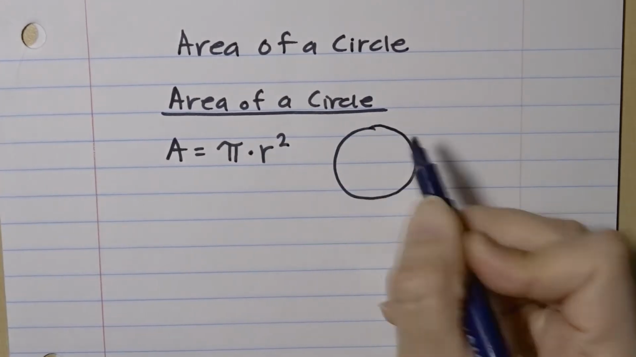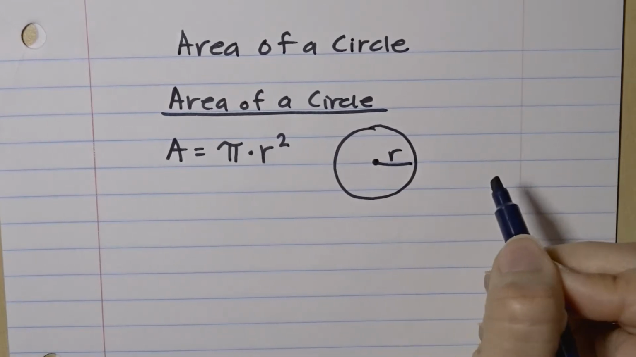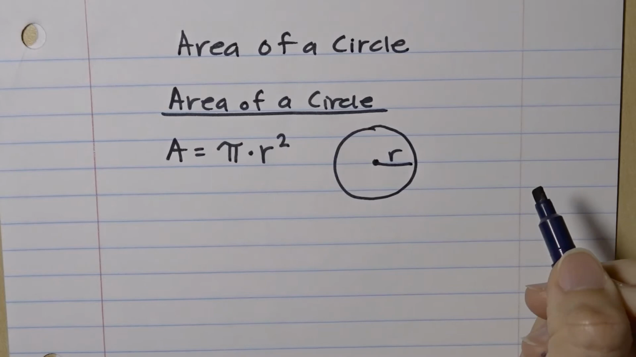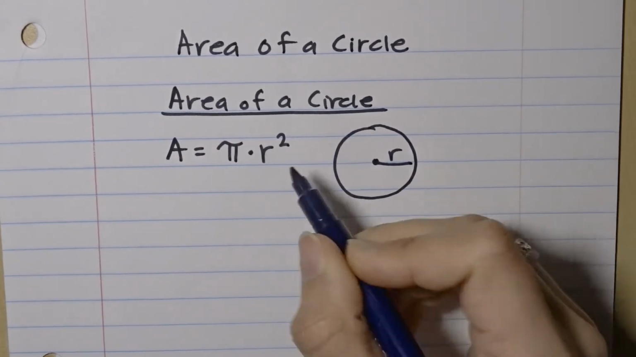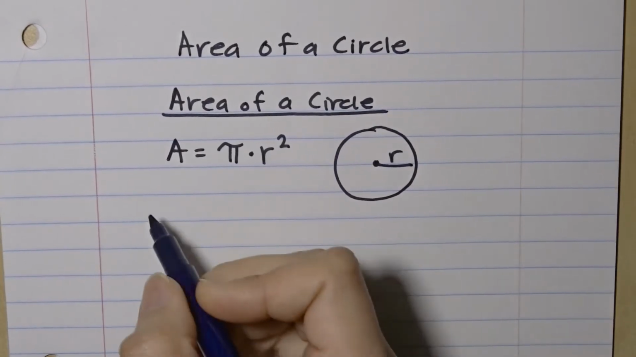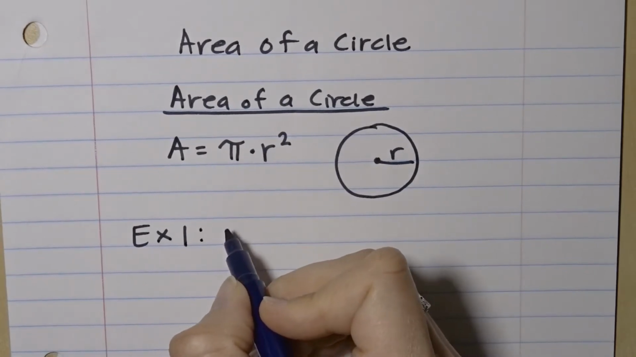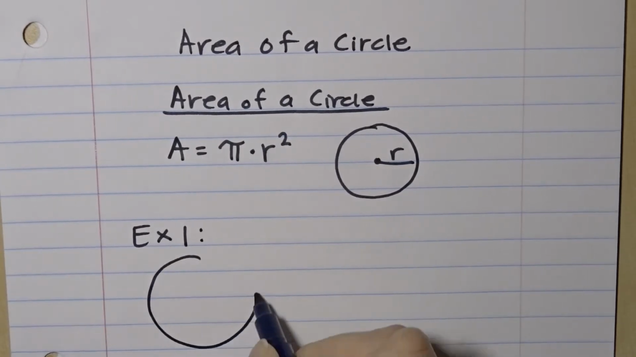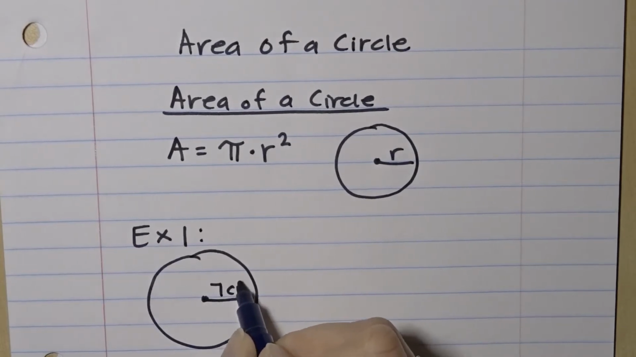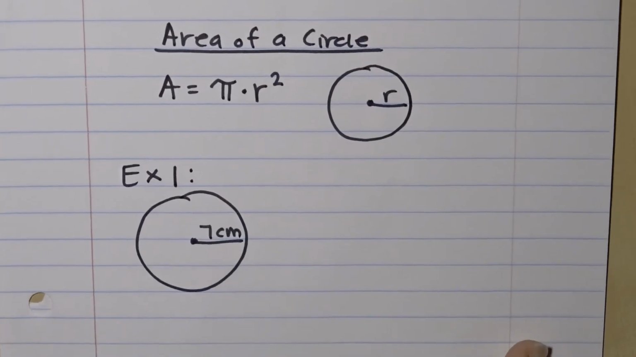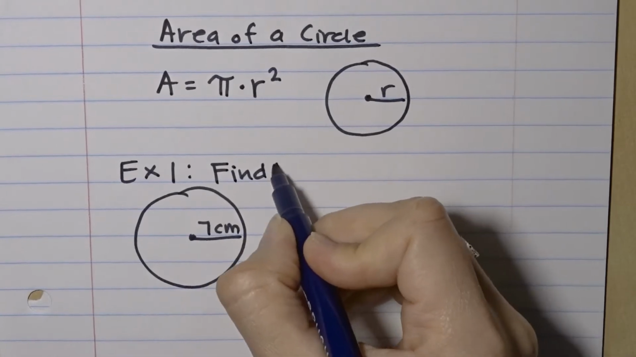Now remember, in a circle, you have the radius, which is the distance from the center to the edge of the circle. And if for some reason you're given the diameter, then you would just have to find the radius and plug it into your formula. All right, so let's look at example number 1. We're going to be given a circle that has a radius of 7 centimeters. Okay, and the problem is to find the area.